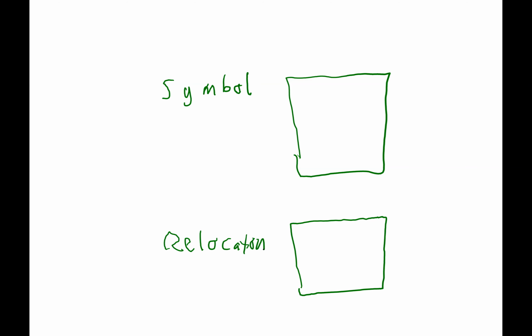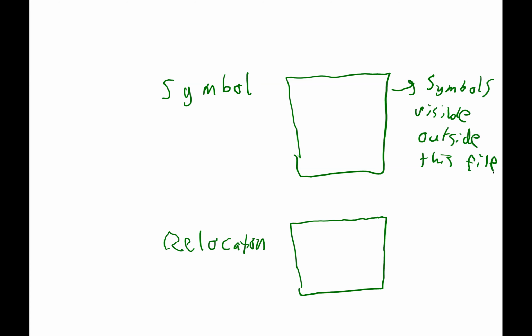So yeah, the symbol table is used for symbols visible outside this file. And because these symbols are visible outside this file, we want to indicate obviously the symbol, but also where is the symbol located.